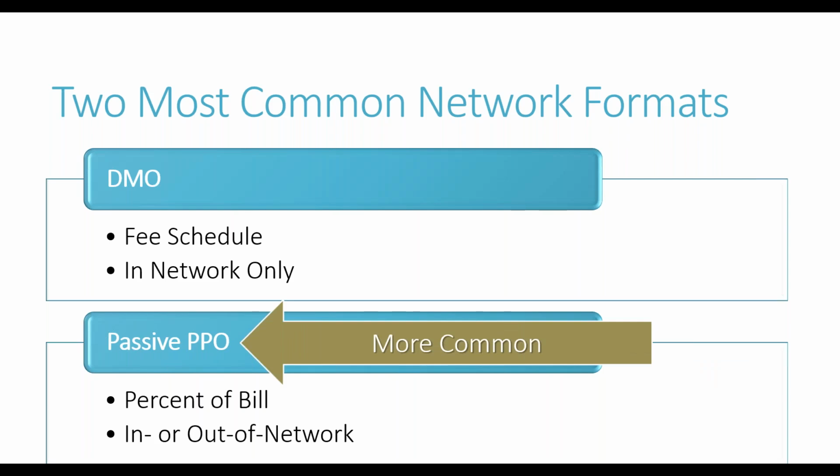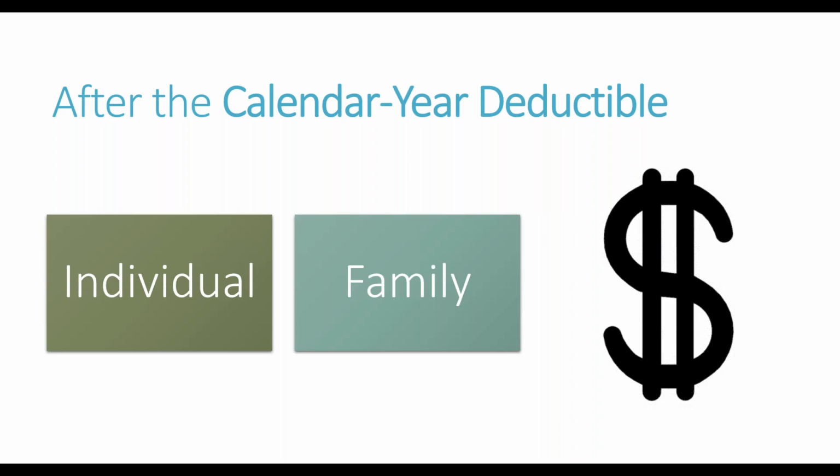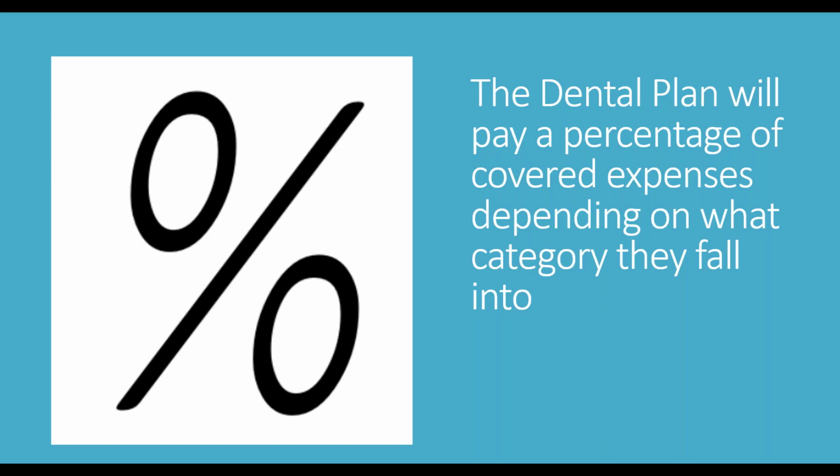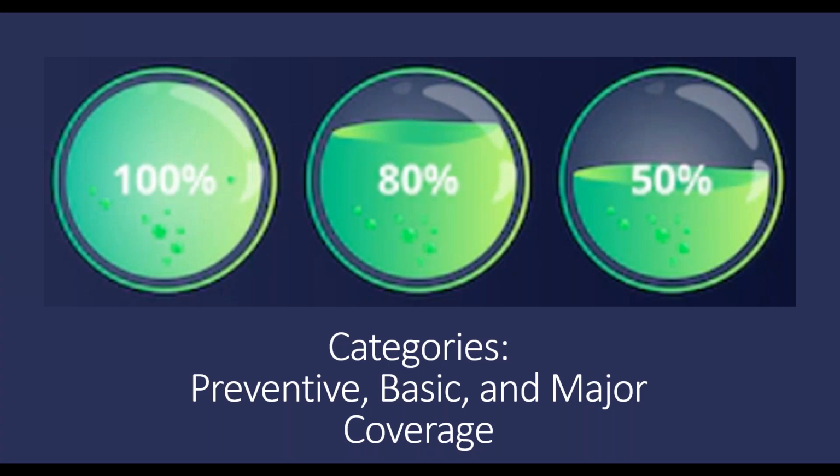DMOs are a pretty inexpensive dental plan, but the more common and more popular type of dental plan is called a passive PPO. With these plans, the insurance company pays a percentage of the bill up to an annual maximum, and members can receive care in or out of network, so they can still see their existing dentist even if they're not part of the plan.